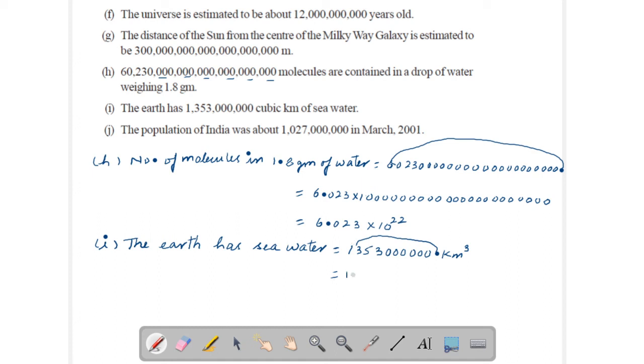This can be written as 1.353 into 1. See how many digits are there? 1, 2, 3, 4, 5, 6, 7, 8, 9. So put 9 zeros. Kilometer cube. Or this can be written as 1.353 into 10 raised to the power 9 kilometer cube.